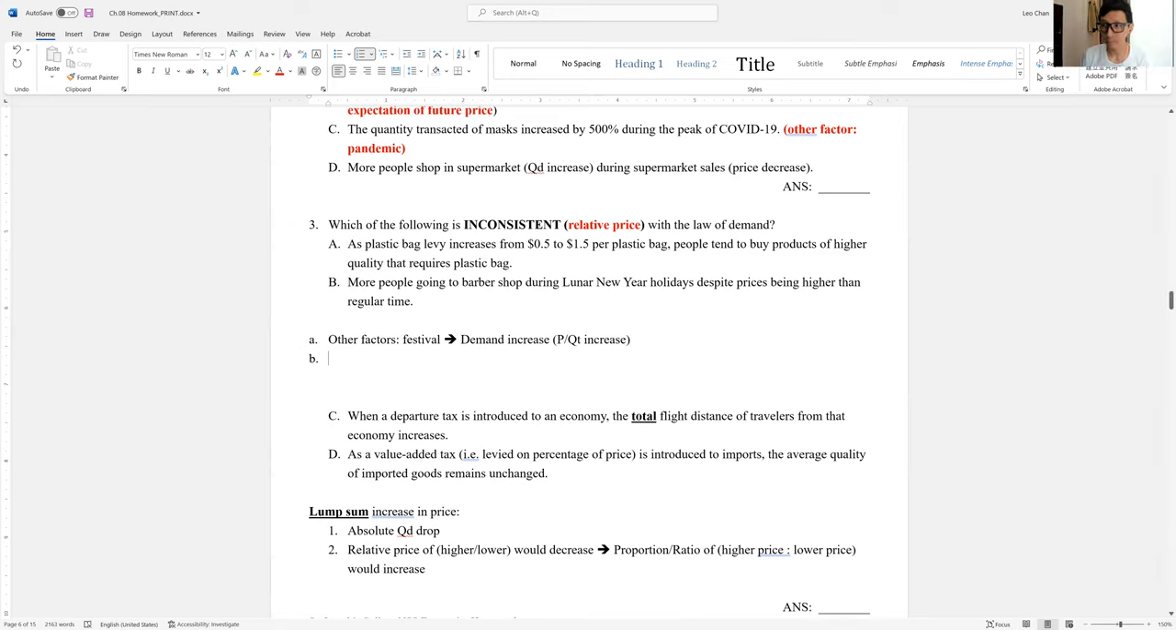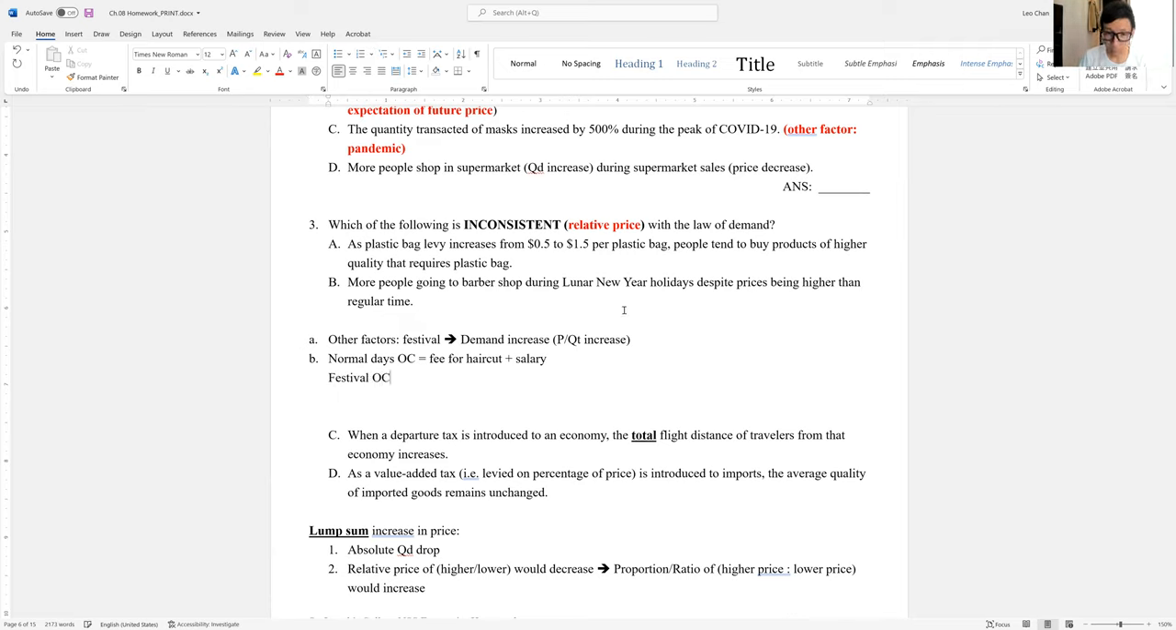But second, you may also stick to the law of demand. 你原來都可以用 law of demand 㗎，係嘛？You can ignore 咗 festival 呢樣嘢。You can also explain why? Because think about it. Normal days, if you go to barber shop, the opportunity cost would be first, the fee for haircut. But in normal days, you need to take leave from work, so you also give up salary. Okay, 好吧? But during festival, the opportunity cost would be the fee for haircut only. You do not need to give up salary, right?